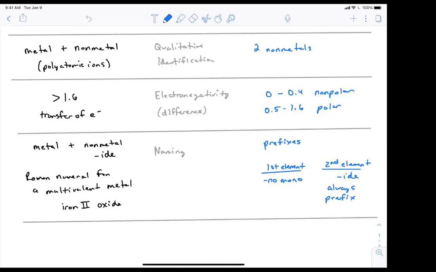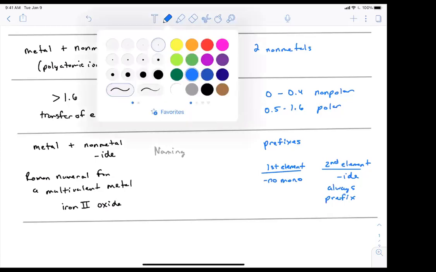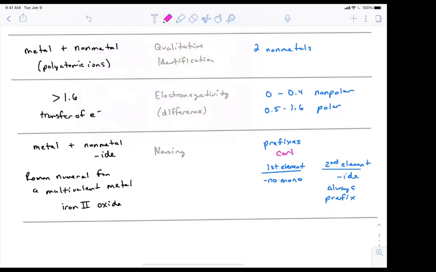So the best example I think of this is carbon monoxide. Because if I think of carbon monoxide and I think of that as CO, then that reminds me that I don't put mono on the first one, but I do put mono on the second one. And I always put a prefix on the second one. So it's kind of a good reminder of that for naming these structures.